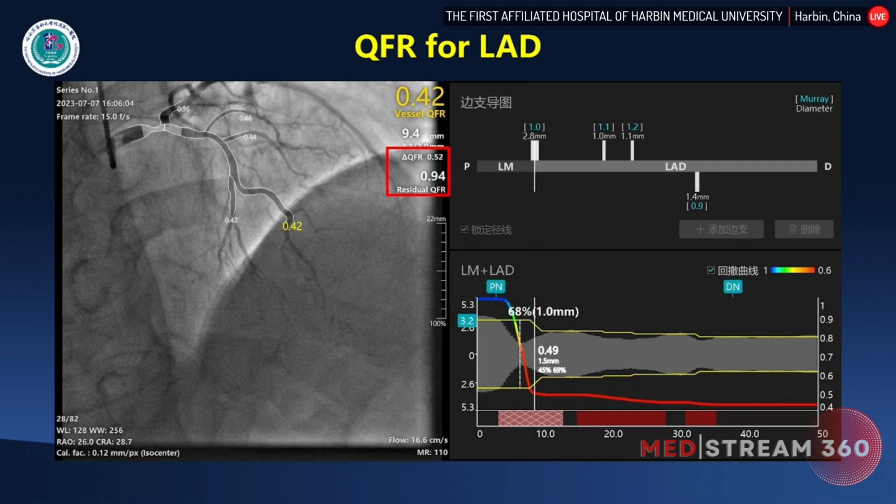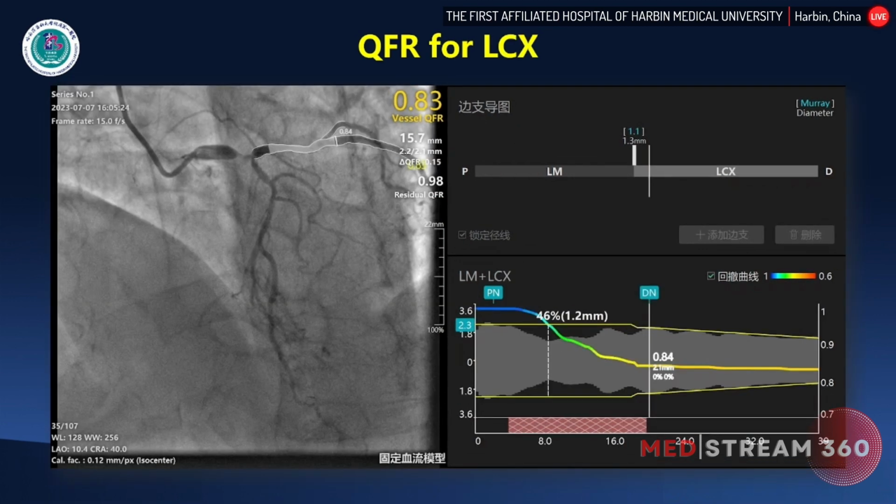And the QFR platform also gives us a virtual stenting suggestion. The AI suggested that we could choose a short stent from the left main to the proximal LAD, and the residual QFR after stent could be 0.94. We seldom get a perfect post dilation, so I think 0.94 is enough for the patient. We also tested the lesion at proximal LCX. The isolated QFR was 0.83.